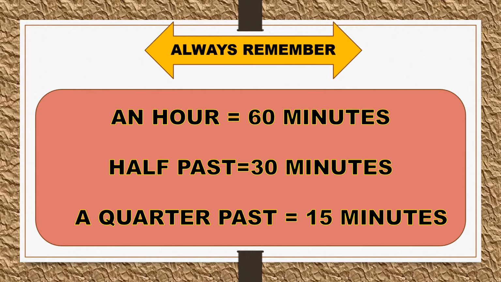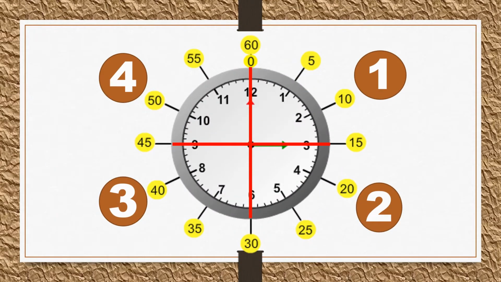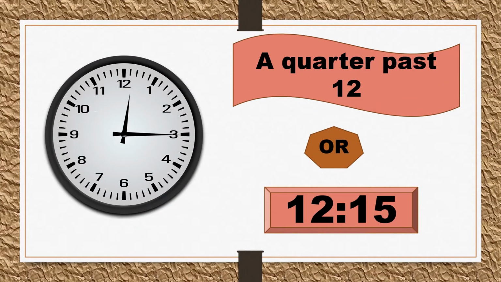Now, let's begin how to read and write the quarter past time. Children, now observe the clock. A clock is divided into 4 parts. Each part shows 15 minutes. Children, each part is called a quarter part. Now, let's begin with the quarter past.